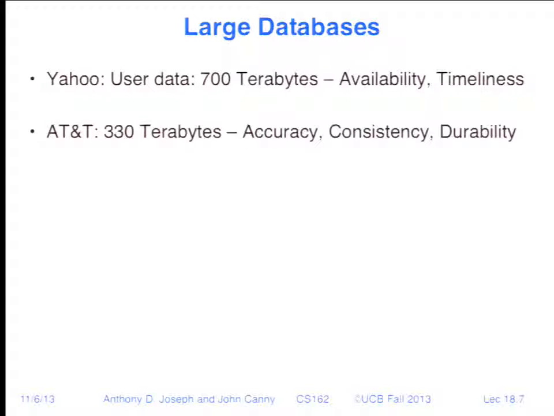And finally, they want the data to be durable. So if there's system failures, they don't want to lose some of the records, because that's just lost revenue. All right, what about the census data? What kinds of things are important there?